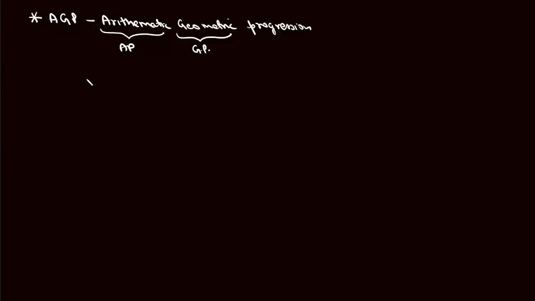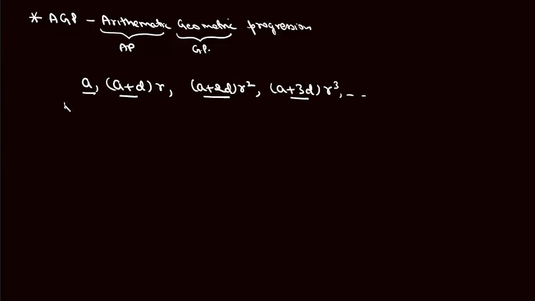So we can write this progression as A, A plus D into R, A plus 2D into R square, A plus 3D into R cube, where A plus D, A plus 2D and A plus 3D represent the AP part, and 1, R, R square, R cube represent the GP part. So in this, common difference is D and common ratio is R.